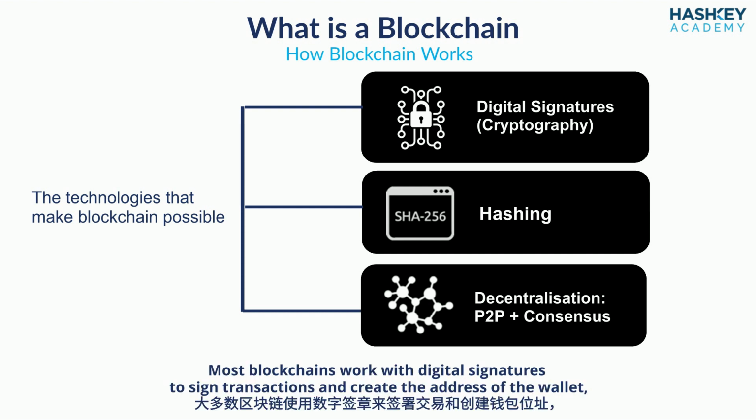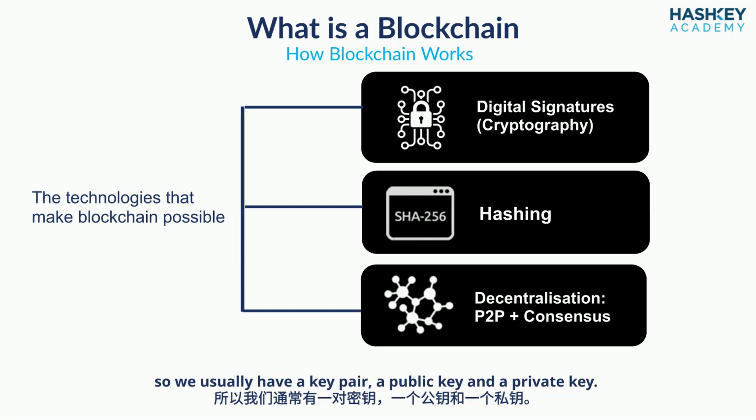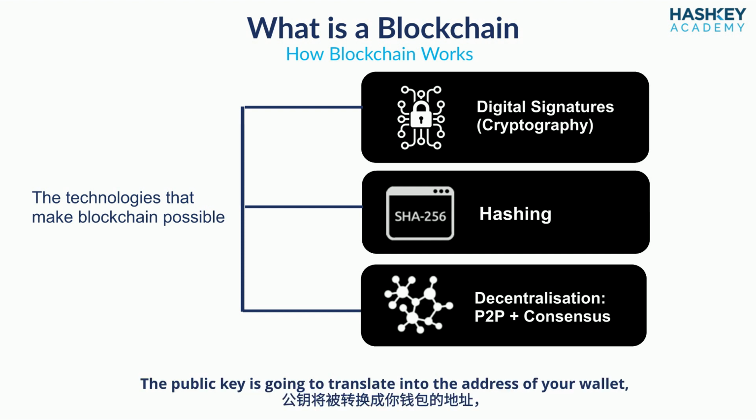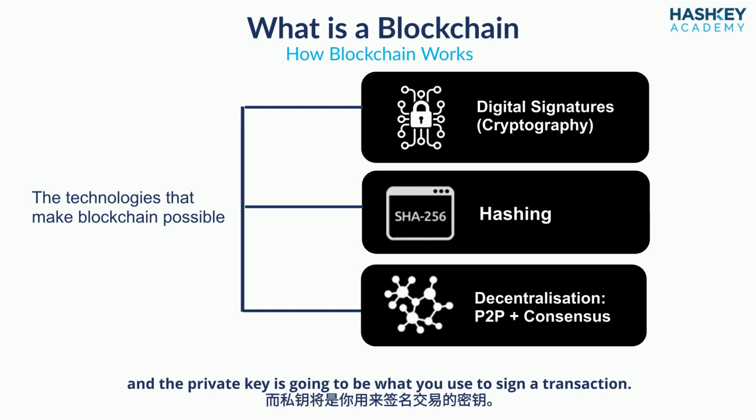Most blockchains work with digital signatures to sign transactions and create the address of the wallet. So we usually have a key pair, a public key and a private key. The public key is going to translate into the address of your wallet, and the private key is going to be what you use to sign a transaction.